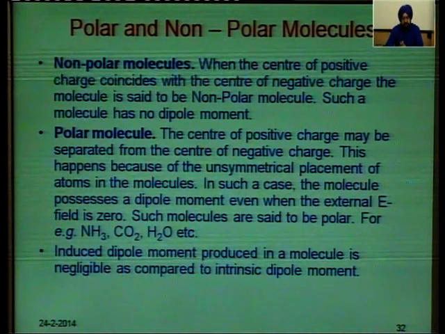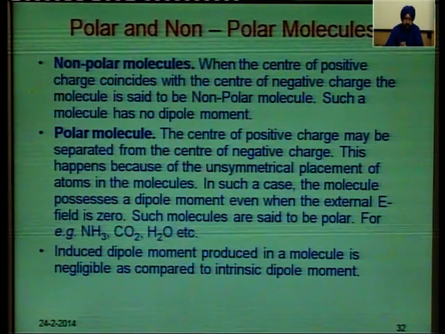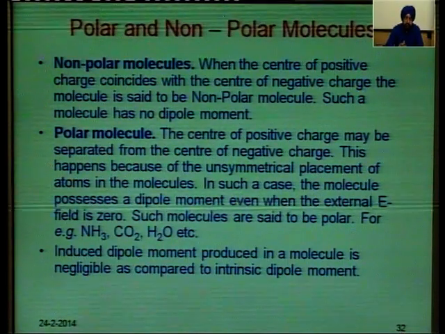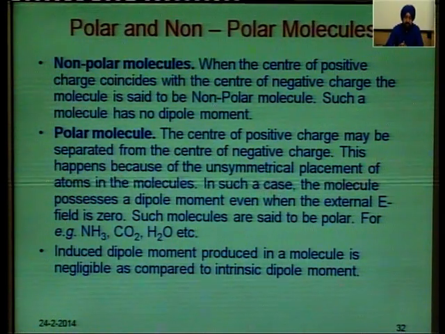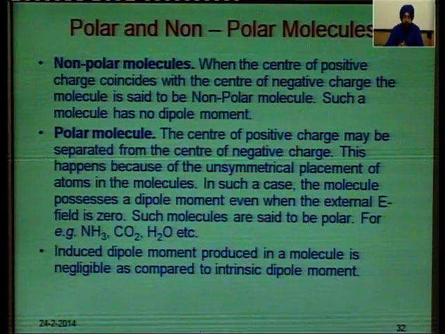There are certain molecules such as ammonia, carbon dioxide and water, in which the centers of positive charge are separated from center of negative charge.